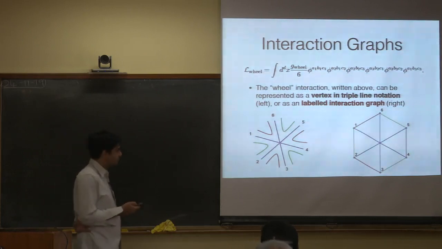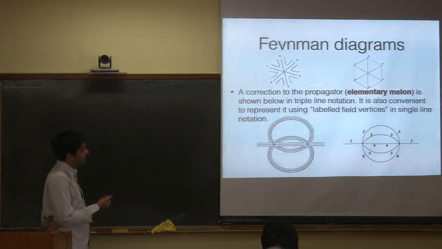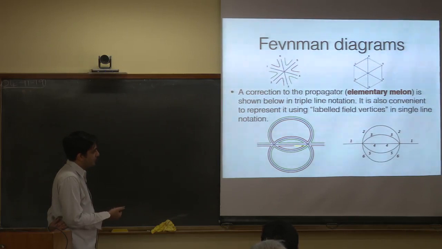Okay. And so this is still introduction. Then a correction to the propagator could be drawn this way in triple line notation. This correction I'm calling an elementary melon. We can also, without colors, use these numbers to specify the contractions that way. So this is field 2 connected to field 2 of this guy, and so on.